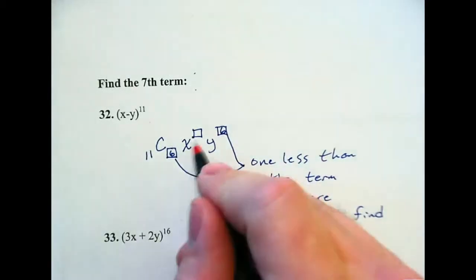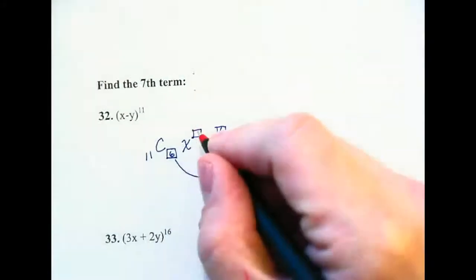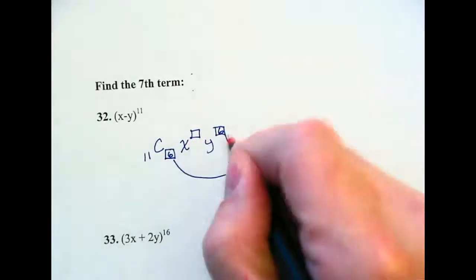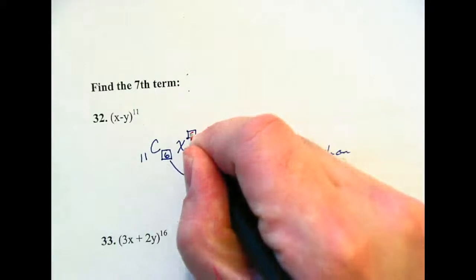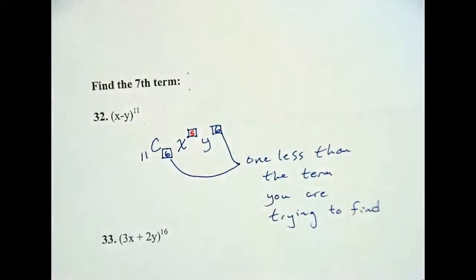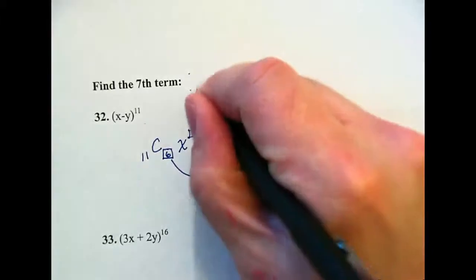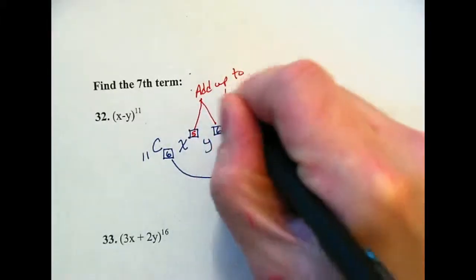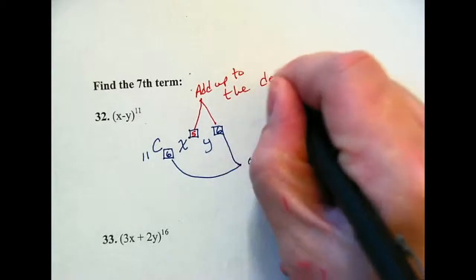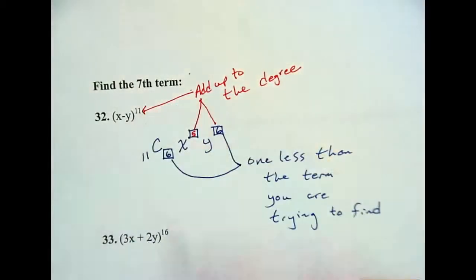This one right here, this power, I'll let you guys write that down. Our power for x and our power for y always have to add up to what? 11. So in this case, this one is 5. And it's 5 because these two things always add up to the degree. Okay, so it has to add up to 11.